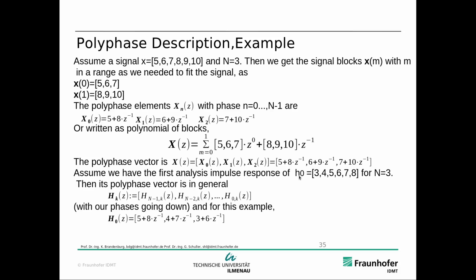Then we can also implement a corresponding impulse response, 3, 4, 5, 6, 7, 8, same capital N, and compute the polyphase vector, which is then this. Right? So here we have phase number 2, which would be 5 and 8, the last ones. So here the phase goes down, right? And here we have phase number 0, 3, and 6.